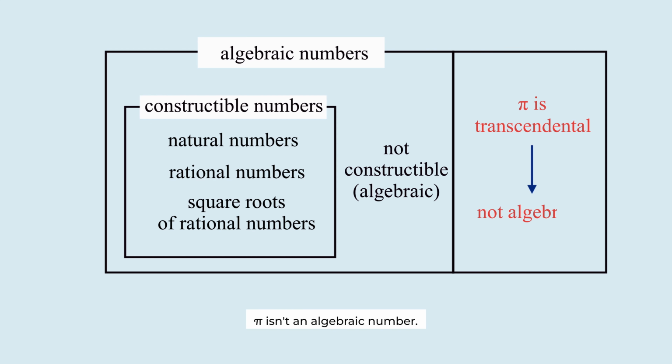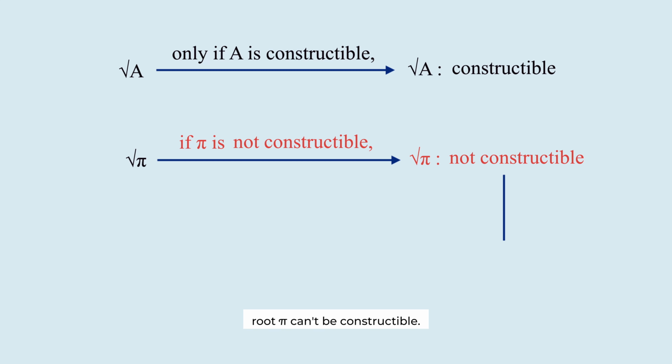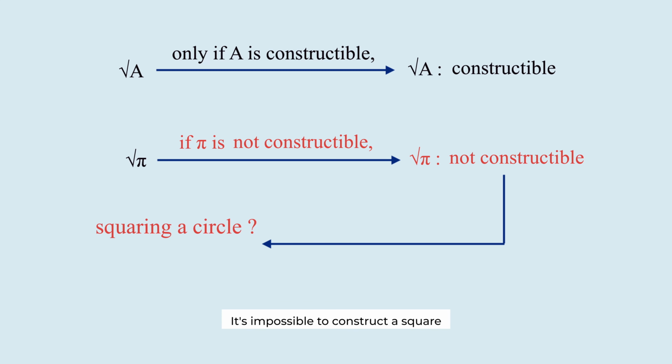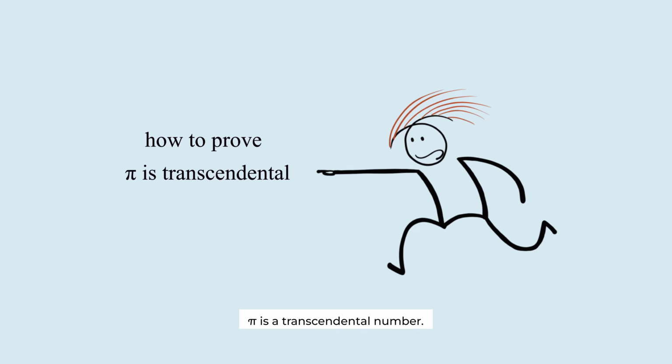Pi isn't an algebraic number, so it can't be constructible. And if pi itself isn't constructible, root pi can't be constructible. It's impossible to construct a square with the same area as a circle. Finally, let's check how it was proven that pi is a transcendental number. It involved proof by contradiction.